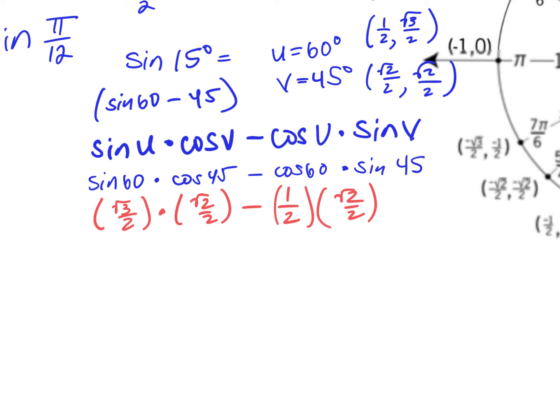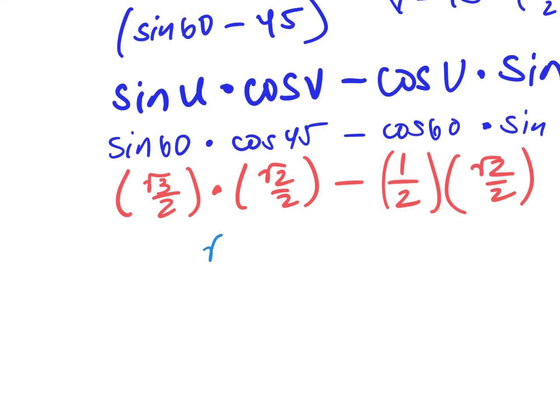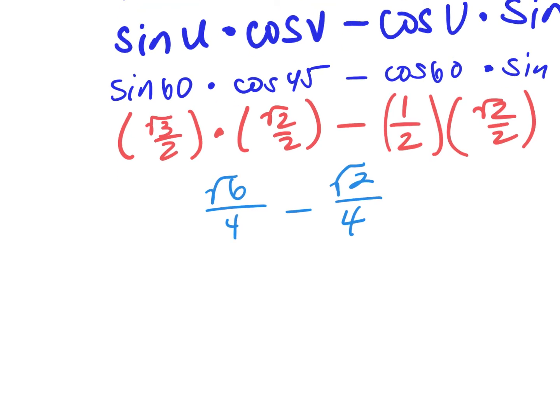Now we simplify. What is the square root of 3 times the square root of 2? The square root of 6 over what? 4. Minus, what is 1 times the square root of 2? Square root of 2 over what? Over 4, which gives me root 6 minus root 2 over 4.